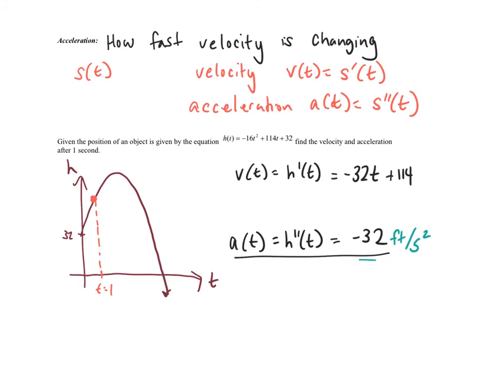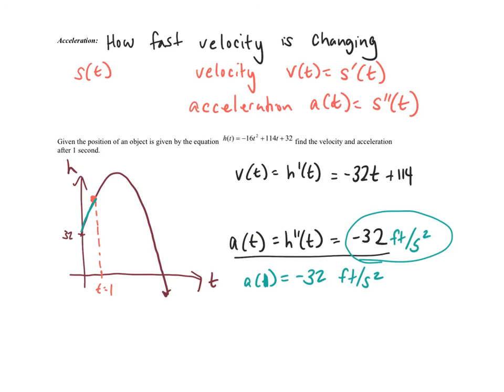Well, this is actually the pull due to gravity. Negative 32 feet per second squared is what gravity pulls at us on Earth. So with this object being launched this way, the only thing really pulling it back and slowing it down is the Earth's gravity. So at time 1, if I were to plug 1 in for this, we still get negative 32 feet per second squared.